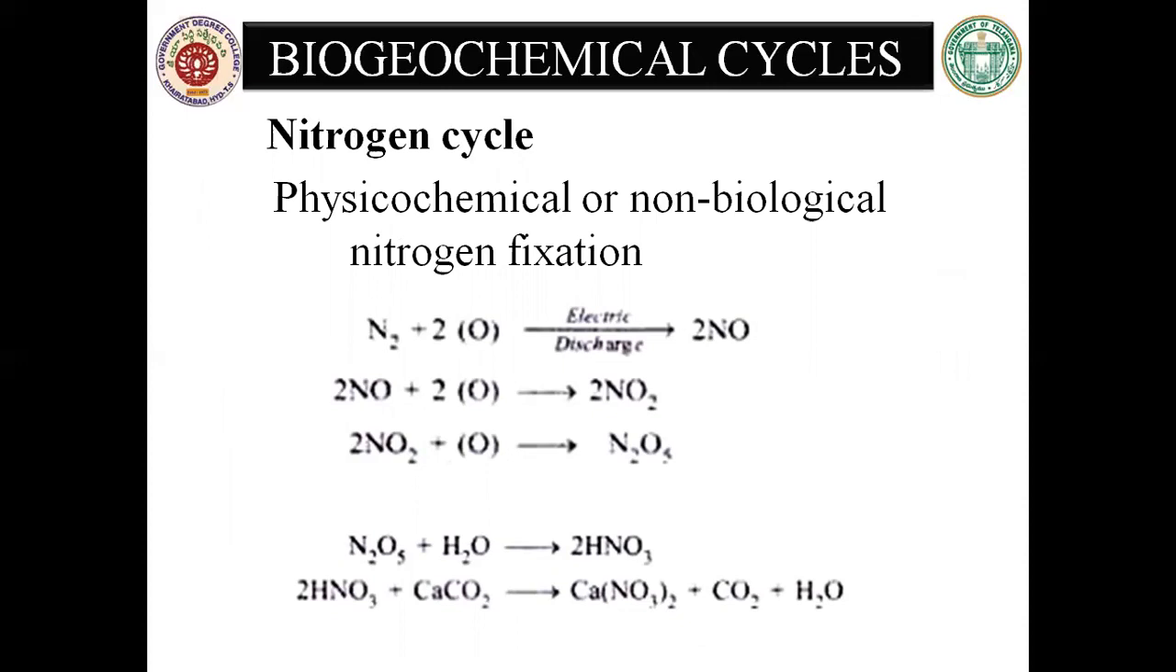Atmospheric nitrogen combines with oxygen as ozone during lightning or electrical discharges in the clouds and produces different nitrogen oxides. The nitrogen oxides get dissolved in rainwater, and on reaching Earth's surface, they react with mineral compounds to form nitrates and other nitrogenous compounds. So this is non-biological nitrogen fixation, also known as physicochemical nitrogen fixation.